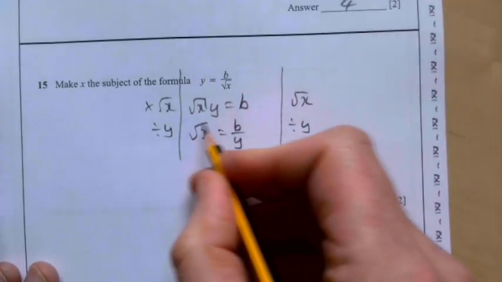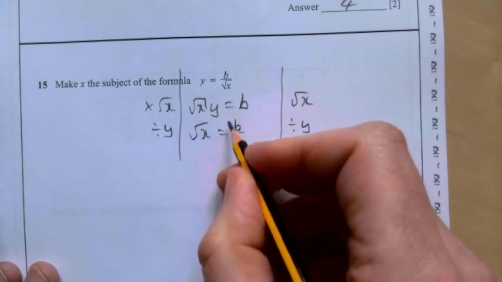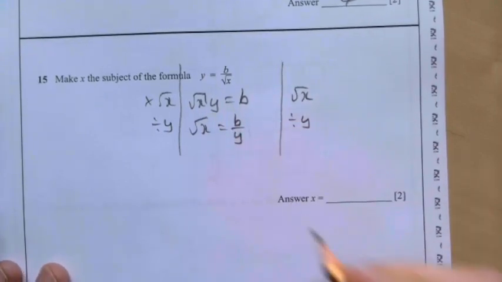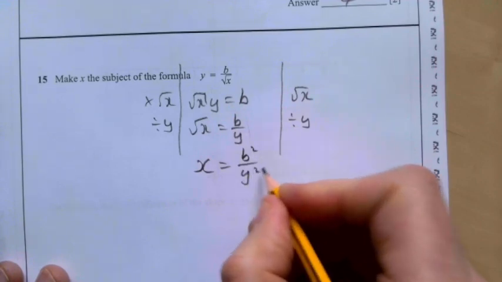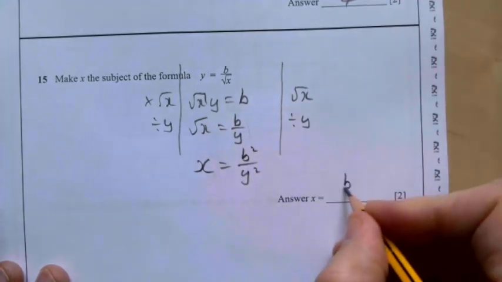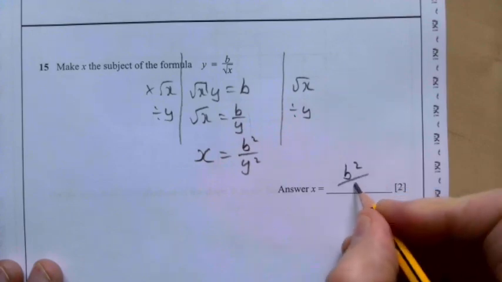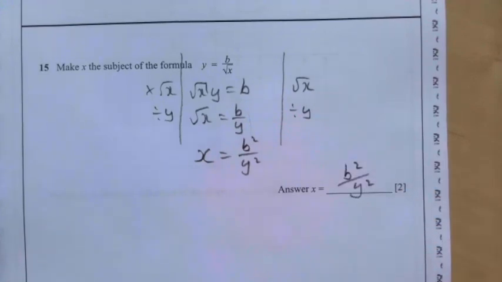And now I want to square both sides. You can either stick a bracket around it and put squared, or you can just square them both. So it would be b squared over y squared. So I put that answer in there, b squared over y squared.